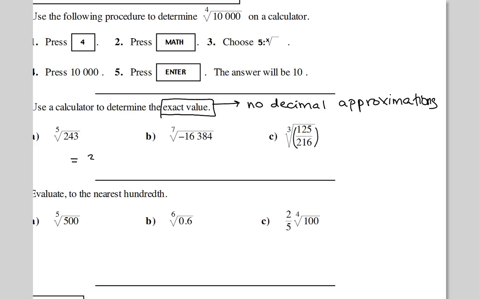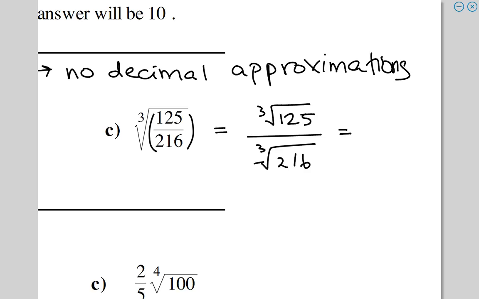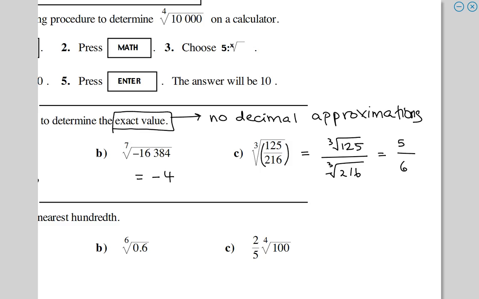Okay, so we had 3 here. What was this one? Negative 4. And then this one is like if you split up the radical on the top and the bottom, you have the cube root of 125, which is 5, and the cube root of 216, which is 6. And of course, we did that on the calculator as well.